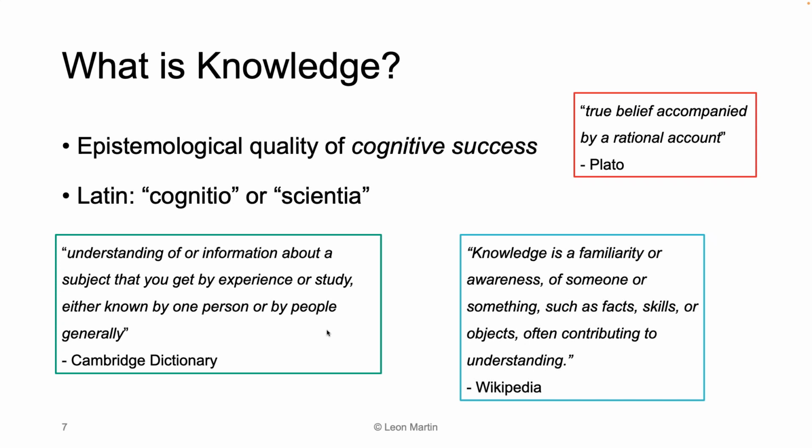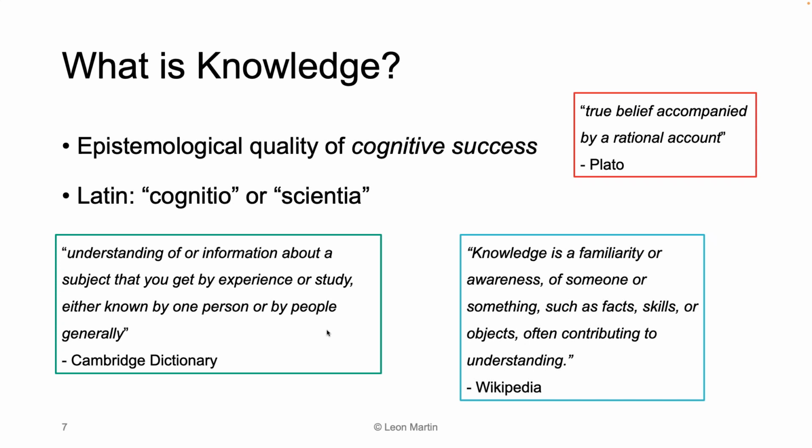If you then look it up in the dictionary, knowledge is an understanding of or information about a subject that you get by experience or study, either known by one person or by people or a group in general. And everybody denies it, but the first thing you look into is Wikipedia. So I printed this definition as well. Knowledge is a familiarity or awareness of someone or something, such as facts, skills, or objects, often contributing to understanding. So you have different qualities of these definitions.